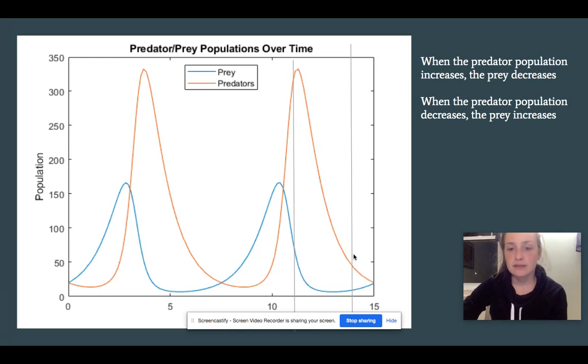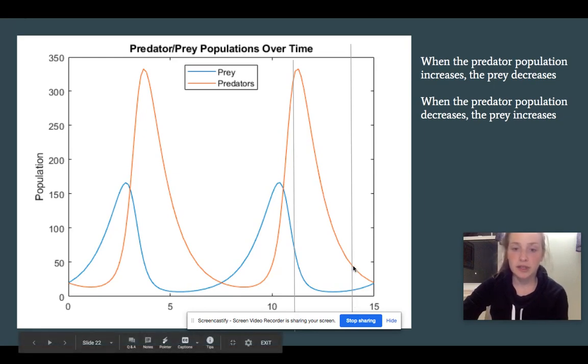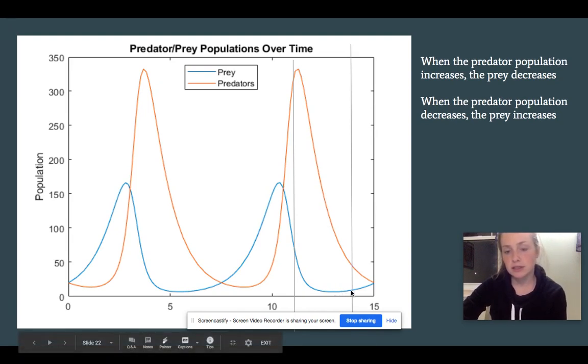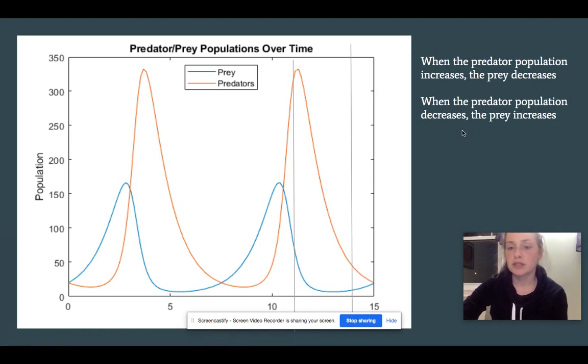And then if we look over here, at another point in time, we can see that the predator population is decreasing and the prey population is increasing. So that's right here for you. When the predator population decreases, the prey increases.